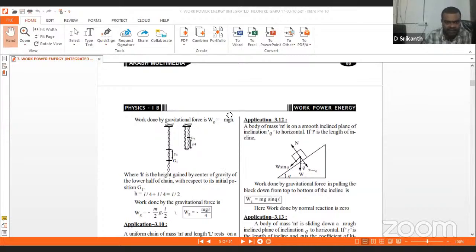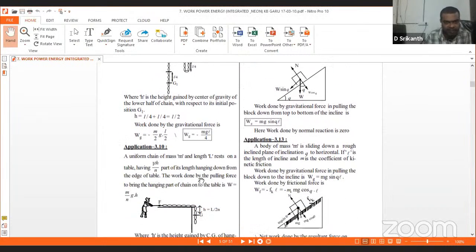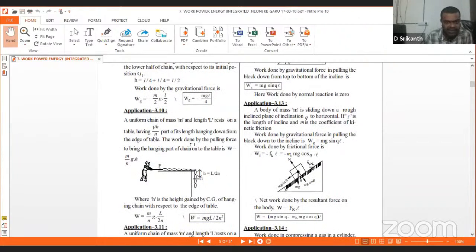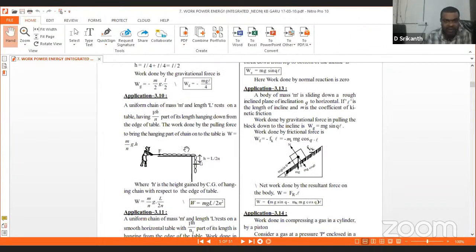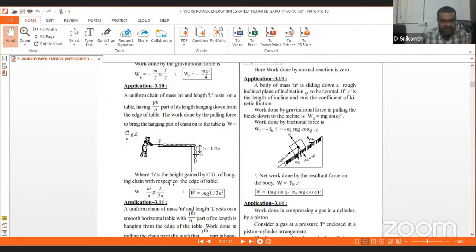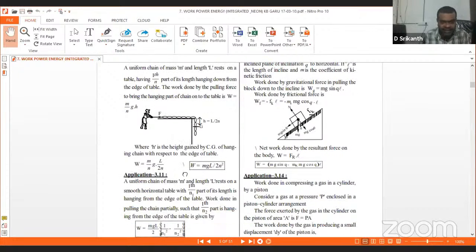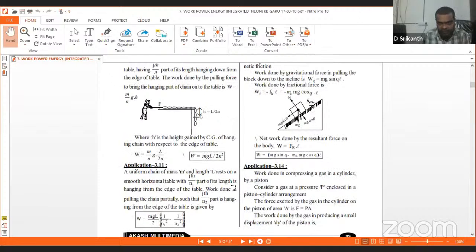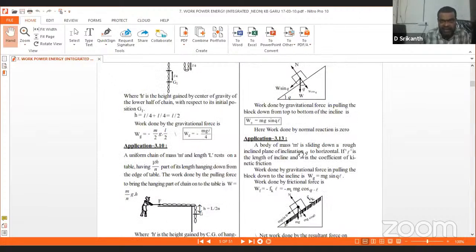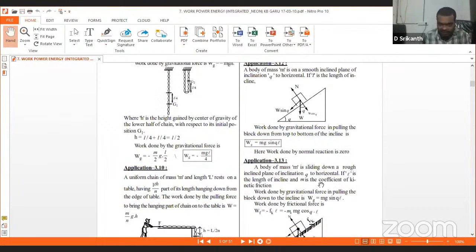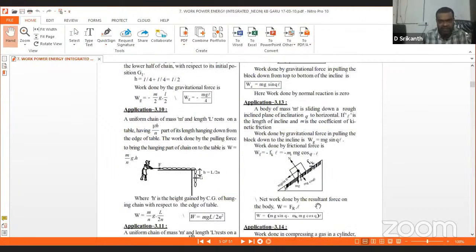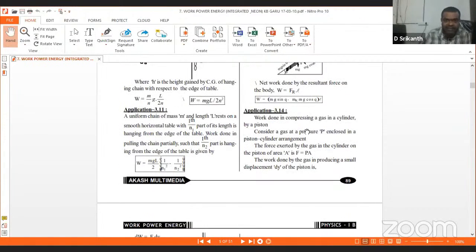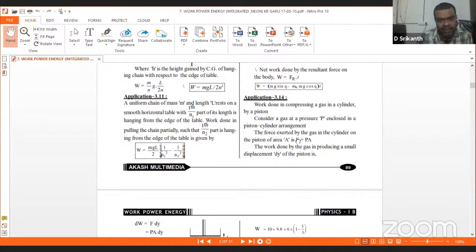The next application is the 10th application. A uniform chain of mass m and length L rests on a table having 1 by nth part hanging. Already in the classes we discussed this chain, please go through it once. On the inclined plane also we discussed it, on the rough inclined plane and smooth inclined plane.